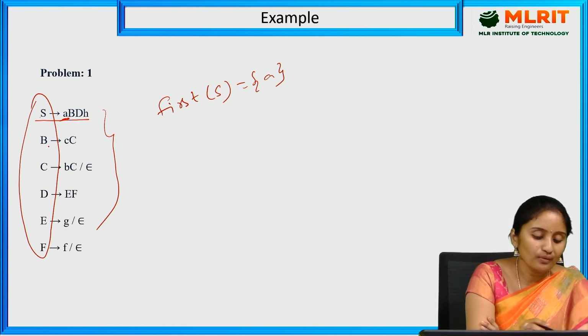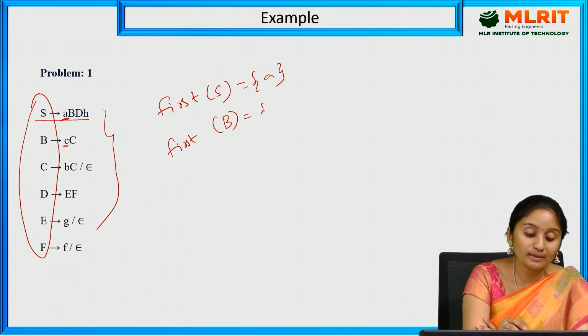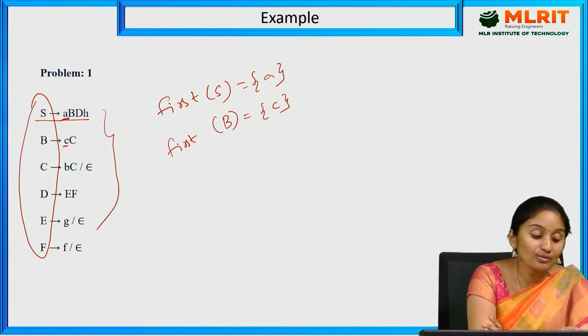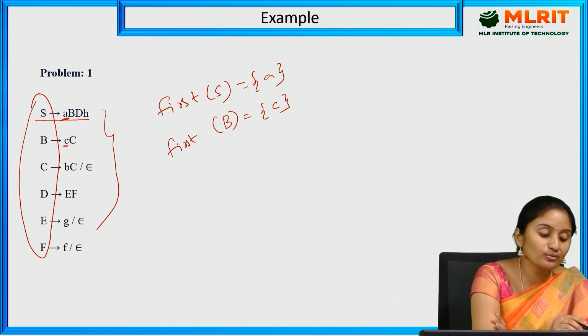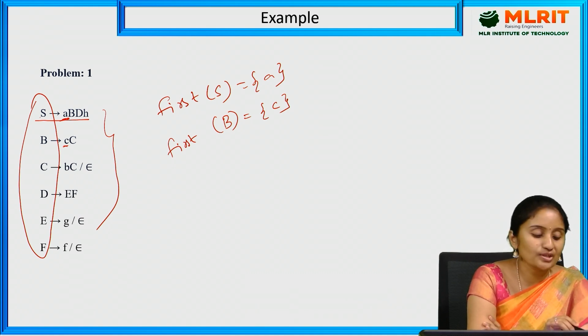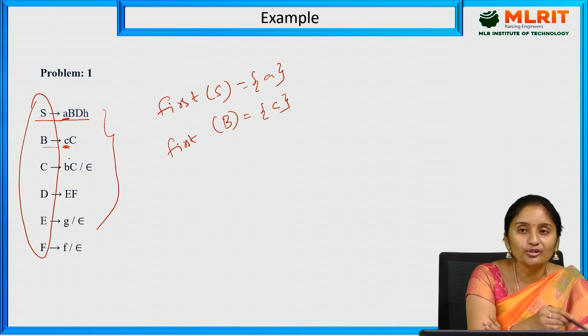The next one, First of B. First of B is nothing but C, which is a small letter, a terminal. See here, B is also there in the right hand side of my first production, but we are not calculating for the right hand side. We are going to calculate the First function for all the non-terminals which are present on the left hand side. When calculating the First function, if the first symbol on the right hand side is a terminal, we write it directly. If it is a non-terminal, we have to calculate it.